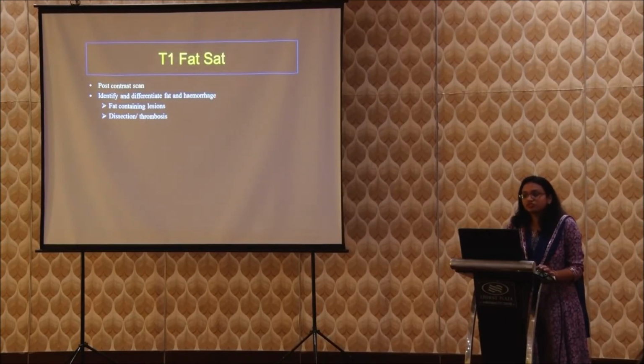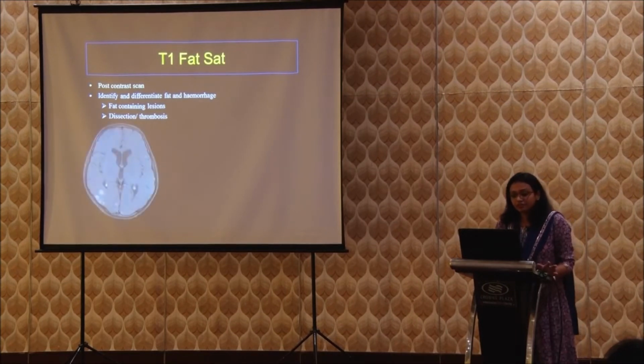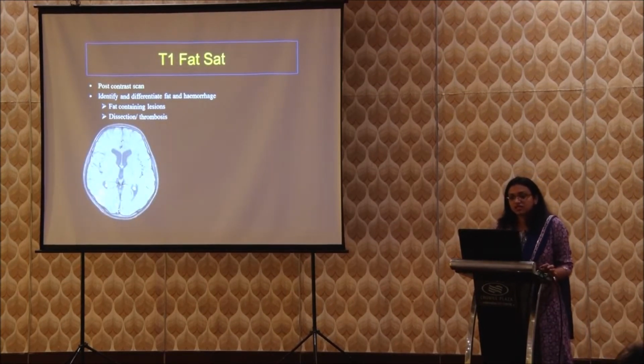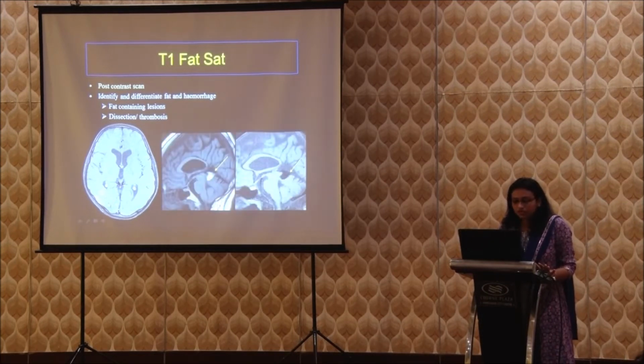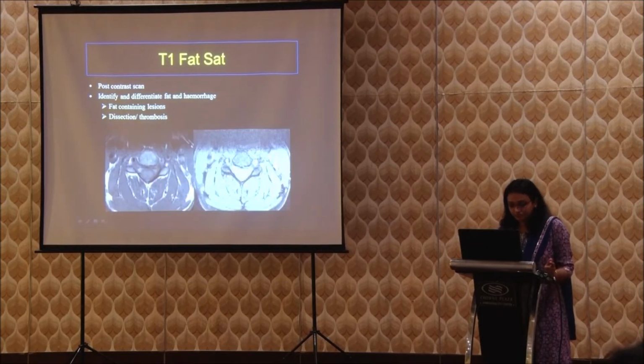One variation of T1 imaging is T1 fat-sat. T1 fat-sat is where we suppress the fat so that structures are seen more nicely. This is one example where we are suppressing the fat and the contrast-enhanced granulomas are well seen. It is also used to differentiate between fat and hemorrhage. This was a case of lipoma, and on T1 fat-sat it becomes dark, which means fat is getting suppressed and hence it is fatty in nature.